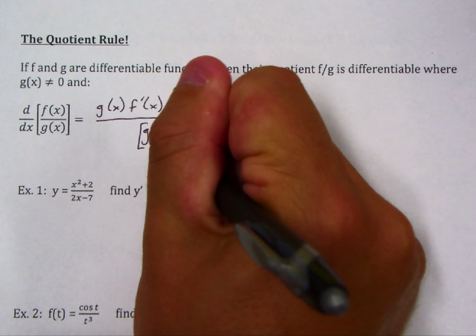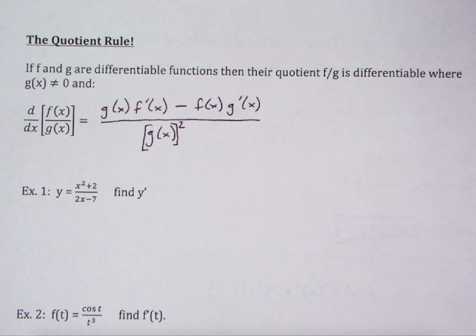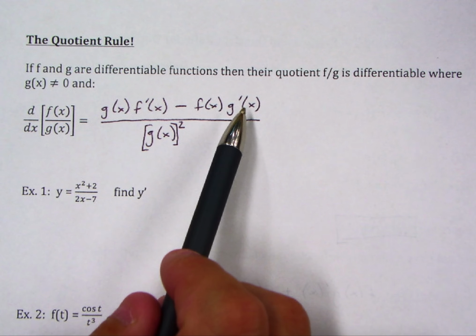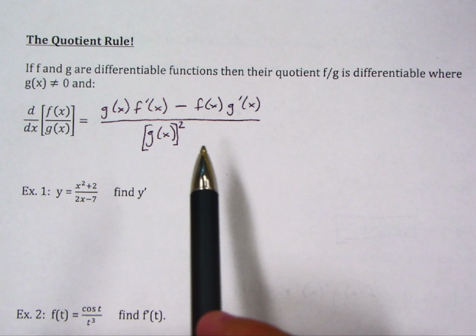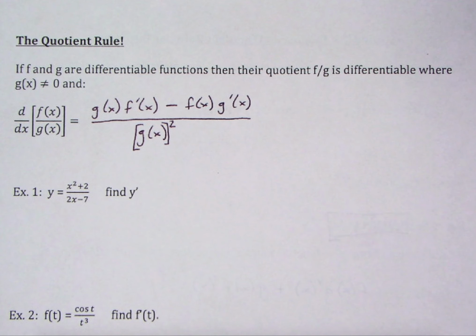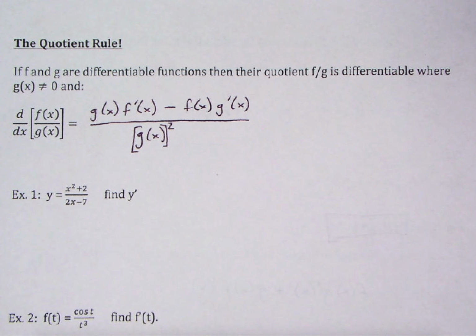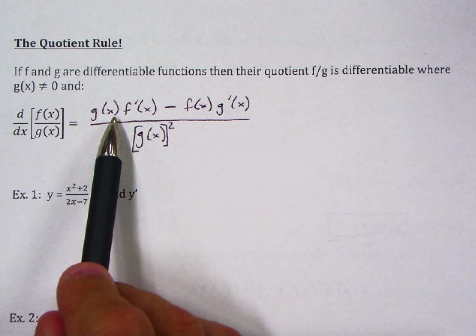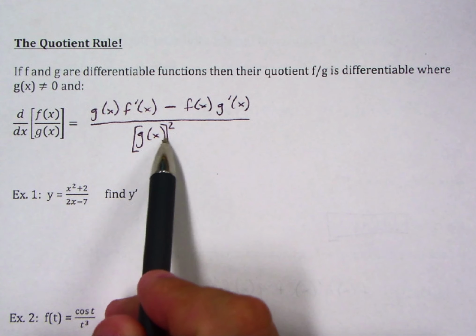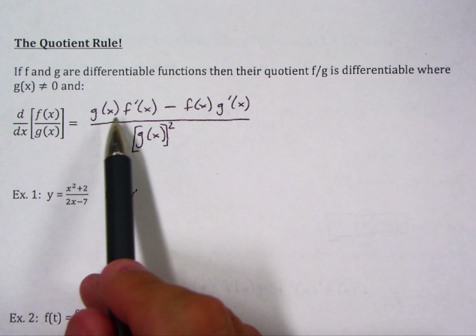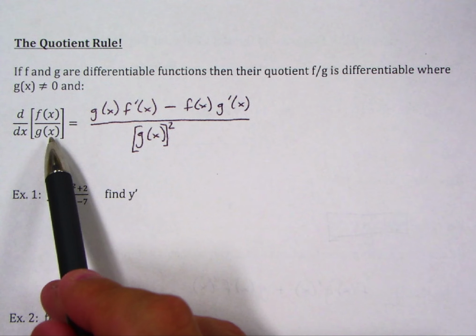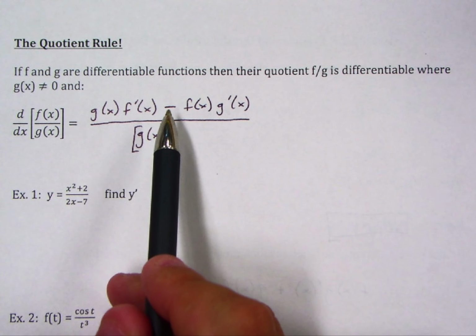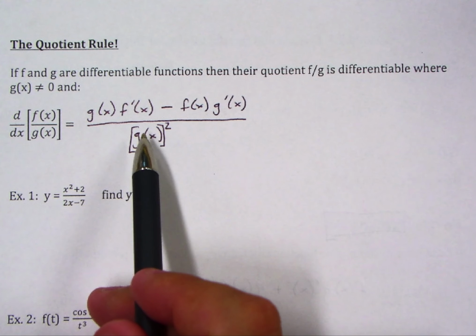Maybe good notation would be to put brackets around there. So there it is. Bottom times derivative of the top minus top times derivative of the bottom over the bottom squared. There's a little mnemonic device, someone told me a long time ago, and it was this. It was low d high minus high d low over low low. Low d high, so basically low is the bottom, so low d high, derivative of the high, low d high, minus high d low over low low.